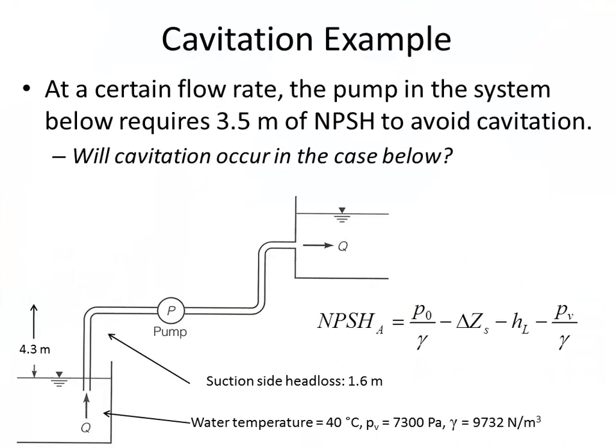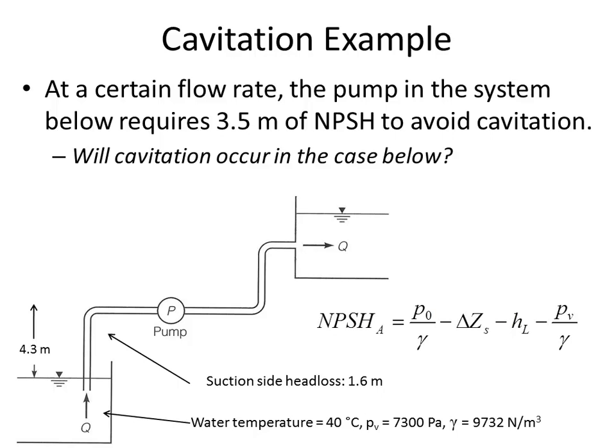Well, let's think about what things are going to increase the probability of cavitation. You can see that the available suction head starts off with atmospheric pressure divided by the unit weight of the fluid. And so that's approximately 10 meters of available head to begin with. Any of the other terms are going to decrease the amount of suction head that's available.